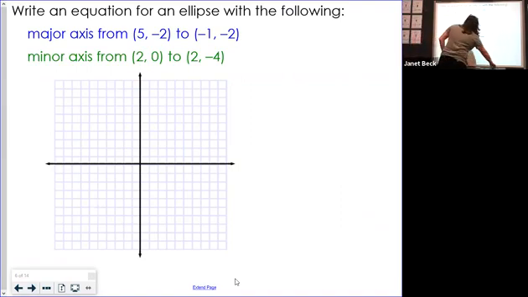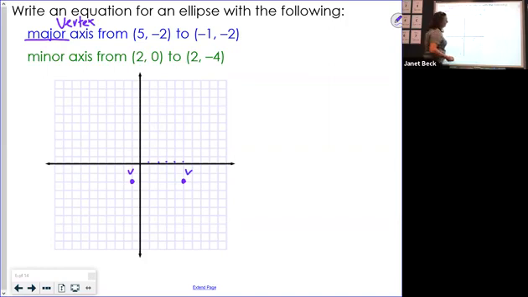I would strongly suggest you grab those points. 1, 2, 3, 4, 5, down 2. Okay, that's the major axis. That's taking me to one of the vertices. And the other one is at -1, -2. Okay, so at this point, I can already tell where the center is. The center is going to be there.